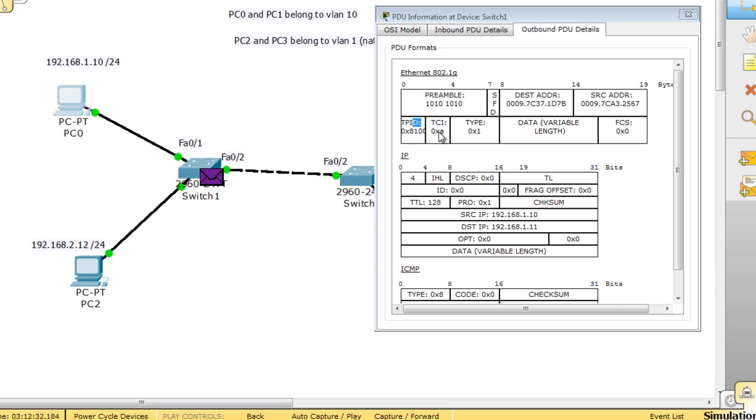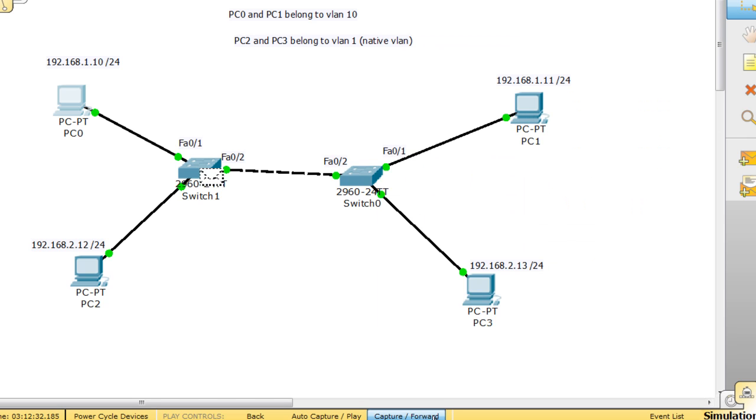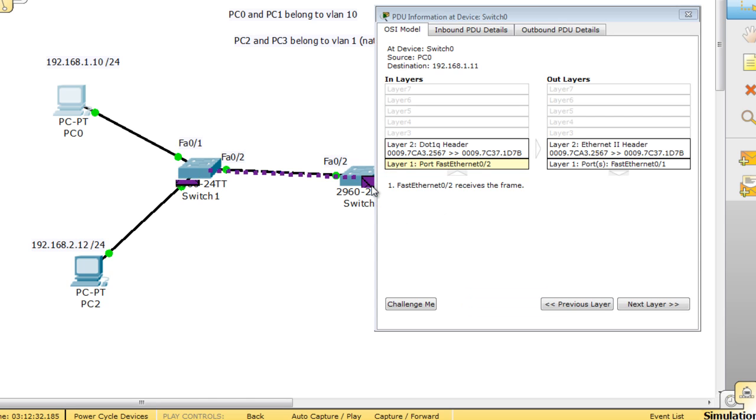This is the VLAN number that we are sending from PC0 up here. So I hope you understand this concept I'm trying to explain to you. This is the VLAN number, and this is just telling the switch that the frame is tagged. So, let's keep watching the packet.